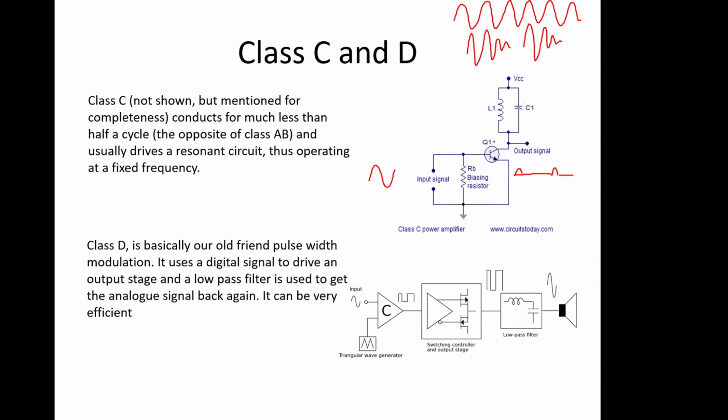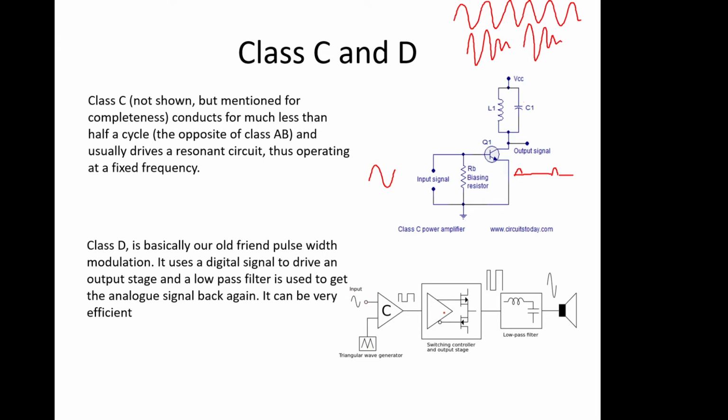So it's not much good for generating varying frequencies, but if you're generating a carrier for RF or something, then it's quite an efficient way of doing it. And then class D is basically pulse width modulation, which we talked about in the last lecture. So we have a digital drive signal, the triangle wave generator and our varying input signals, so we get pulse width modulation out.